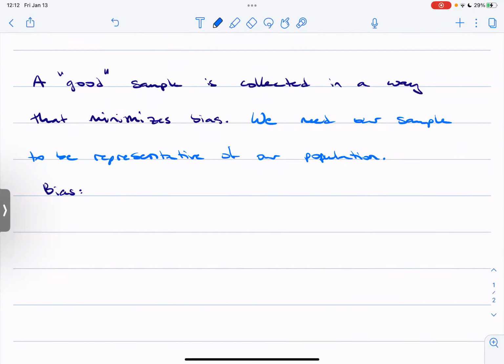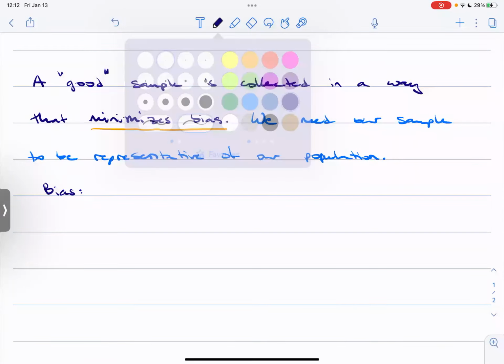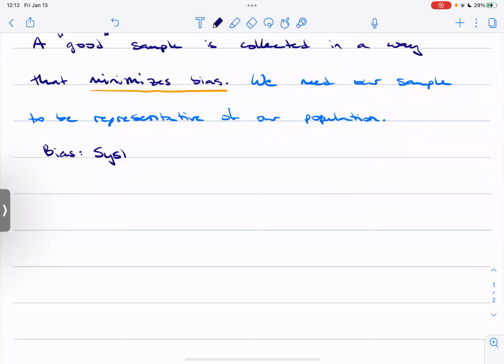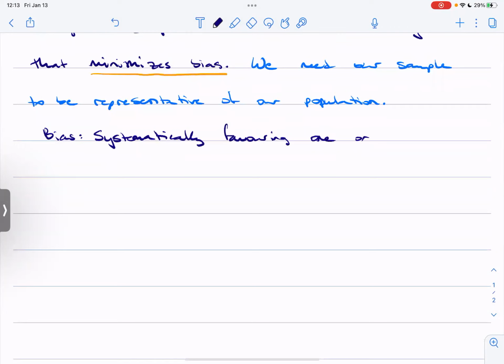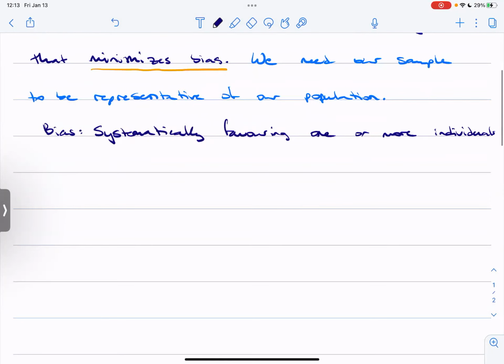Going back to that course, what I said was, if all this stuff doesn't make your head spin, then you're not thinking about it hard enough. We're never, ever going to eliminate bias, but we have to think about all the ways that we can minimize it. That's the most important part here. So what is bias? We said it's when we're systematically favoring one or more individuals in our sample.